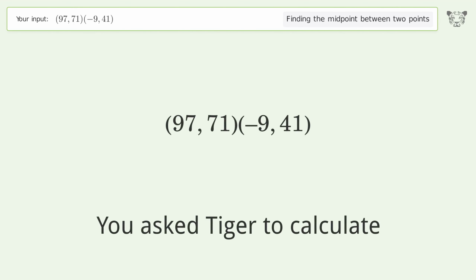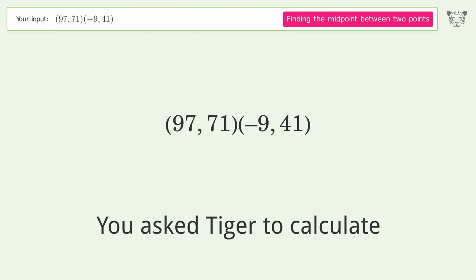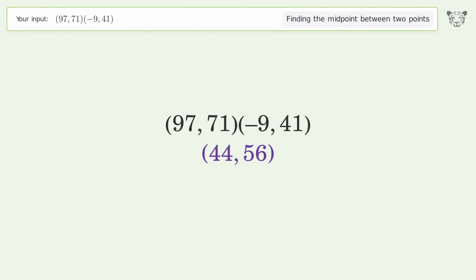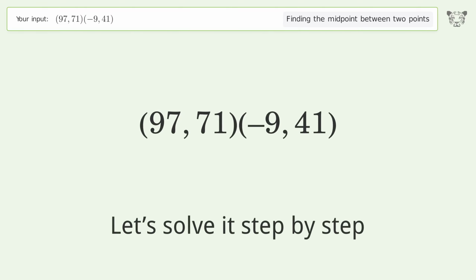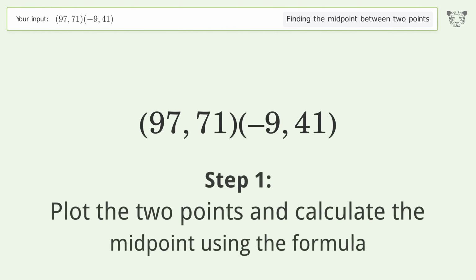You ask Tiger to calculate. This deals with finding the midpoint between 2 points. The midpoint between the 2 points is 44,56. Let's solve it step by step. Plot the 2 points and calculate the midpoint using the formula.